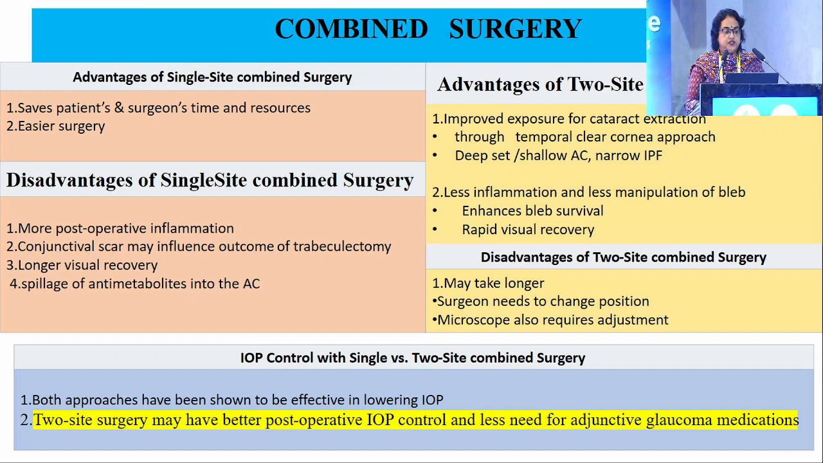Now in combined surgery, again, we have a single site and a two-site surgery. Though the single site surgery saves the patient's and surgeon's time and resources, and it is technically easier, in the long run, the two-site surgery has better post-operative IOP control and less need for adjunctive glaucoma medications. Again, the decision depends on the surgeon's expertise and the patient's compliance and the stage of the glaucoma and the stage of the cataract. And these are very customized surgical decisions by the surgeon.